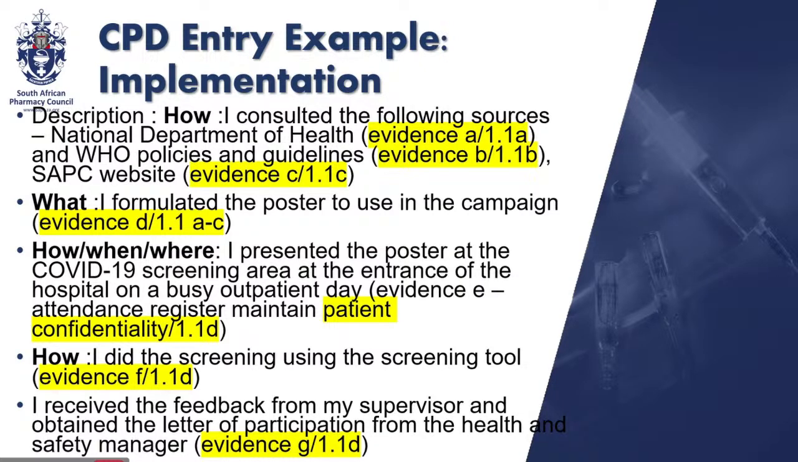So I consulted the following sources: National Department of Health, link it to Evidence A or 1.1A, and WHO Policies and Guidelines, which is Evidence B or 1.1B, and the SAPC website, which is Evidence C. I formulated the poster to use in the campaign. Again, link it to the evidence. Typically, Evidence D would then be the poster that you include.